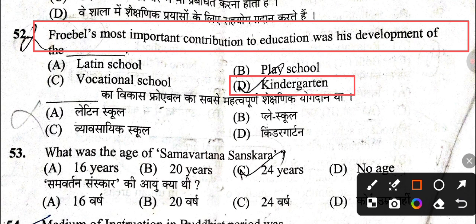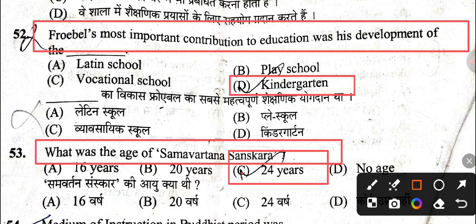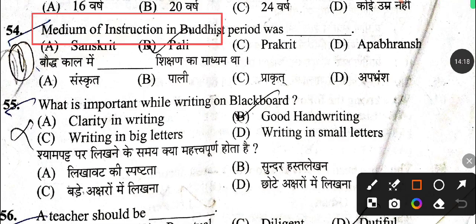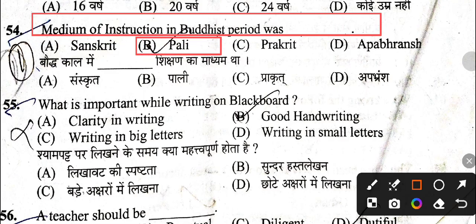Children's playground, kindergarten. What was the age of Samvartana Sanskara? So it is done when a child completes its education in the Vedic period. So it is 24 years. Option number C is the right answer. The medium of instruction in the Buddhist period was Pali. Very important, common, basic question.